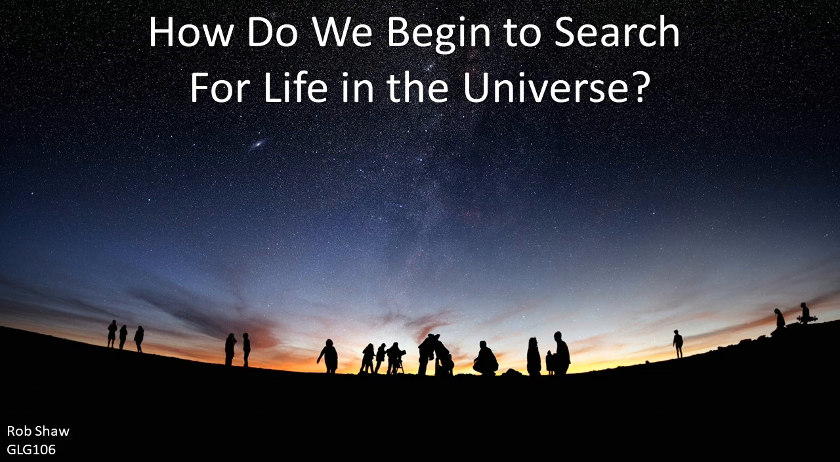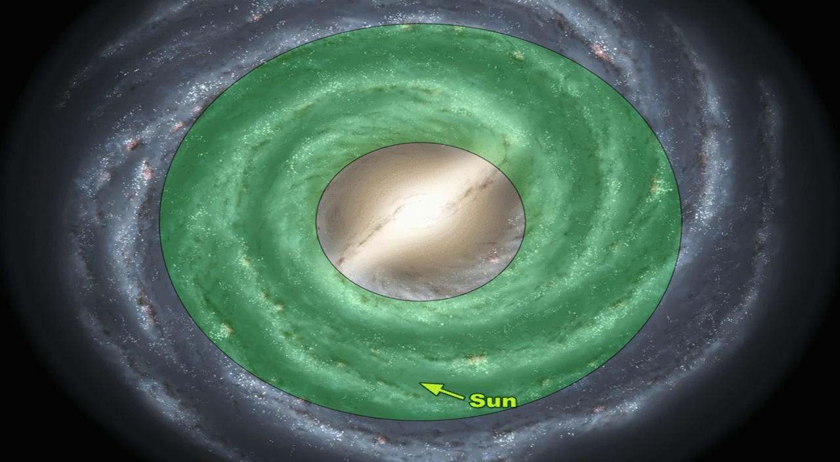How do we begin to search for life in the universe? To begin the search, you want to ensure you're searching in a region of the galaxy with minimal harmful energies. The center of the Milky Way is much more dense with stars than the outer region. Nearby supernova explosions are much more frequent, and the radiation would sterilize any planets with life in that region.